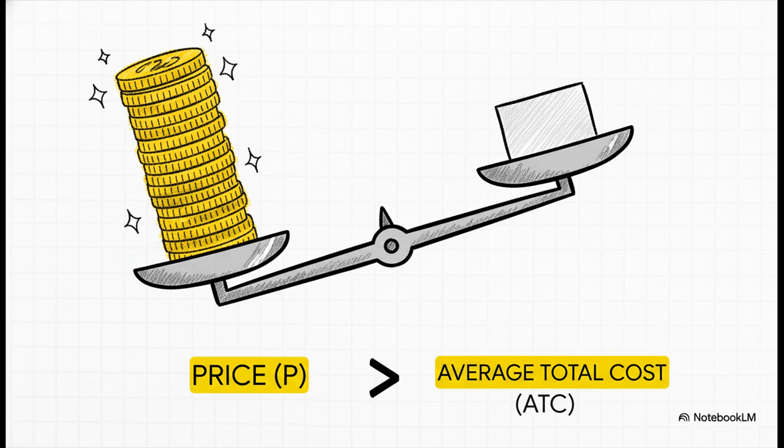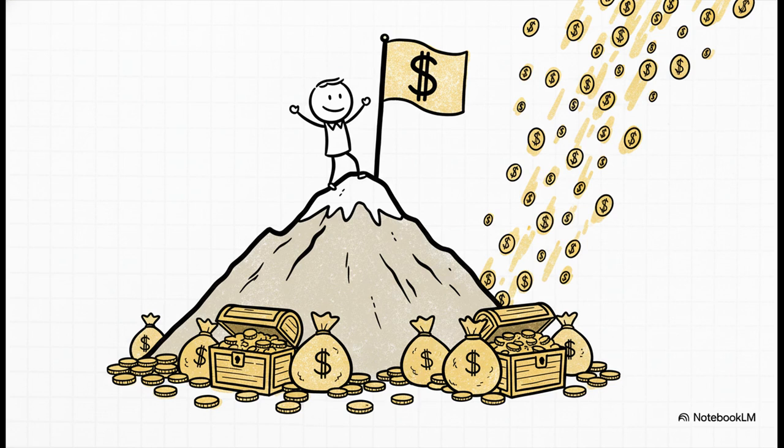Price is greater than average total cost. Let that sink in for a second. This is the mathematical signature of a business that is absolutely crushing it. And the result of that little inequality is exactly what every entrepreneur lies awake at night dreaming of: massive, supernormal economic profit. Every single cup of coffee they sell brings in money that blows past what it actually costs to make on average. This is the peak. This is that "we've made it" moment.